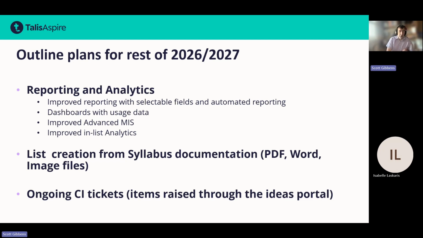We've also got our normal ongoing CI tickets. As you know, we have lots of ideas through the Ideas portal. The Ideas portal is a really great way for you to give feedback on what you'd like to see in Aspire. So the new tagging feature went through what we call CI, continuous improvement, by the way, if you wonder what CI means. But we pick up things from there. They might be small ideas. They may be ideas that hundreds of people have asked for.